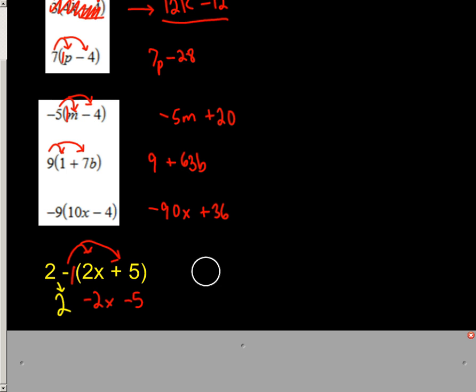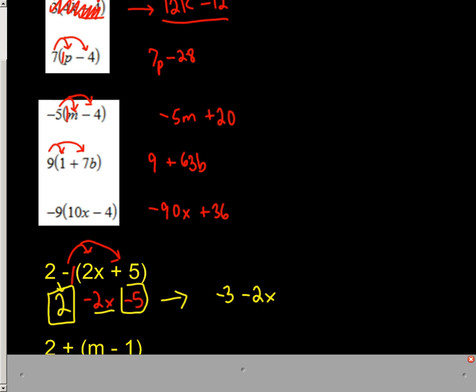If it's not an equation, I go and distribute, and then I combine like terms. Well, that's a positive 2. This has an x on it, so I can't do anything. But 2 minus 5 is negative 3, and then I just tack on the negative 2x right behind it.